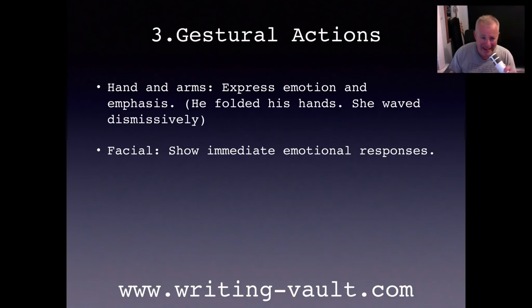Facial is another kind of gestural actions, can show immediate emotional responses. So if a character says to another character, I love you, and the second character smiles, that's a completely different emotional response than if the second character, when being told I love you, starts to cry or starts to laugh. So the facial action can be used both to confirm what we expect or to flip it on its head somehow.